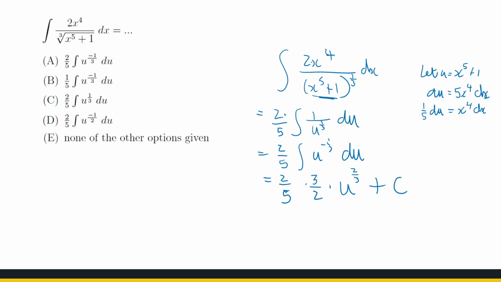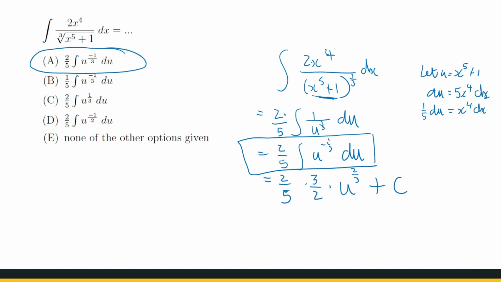But now if I get back to my possible questions, I didn't have to integrate. I knew that when I started. So the question is, which one of these is it? 2 over 5, integral of u to the power minus 1 over 3. So there is our correct answer.